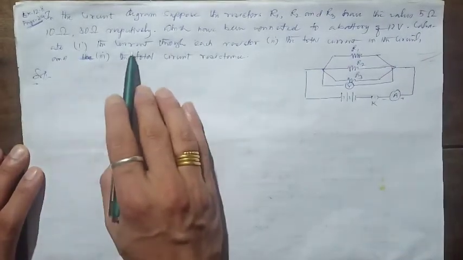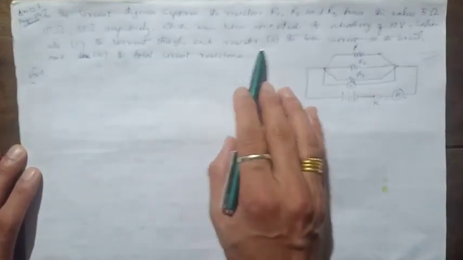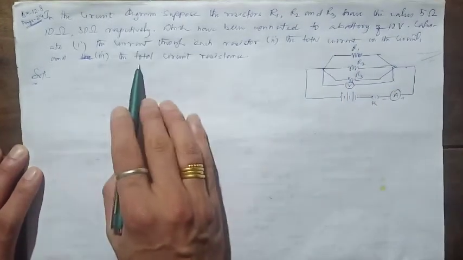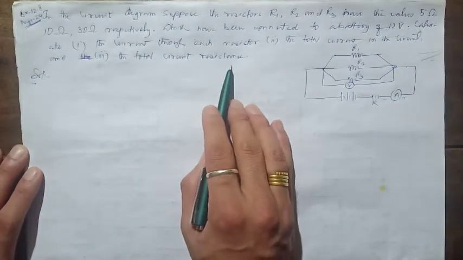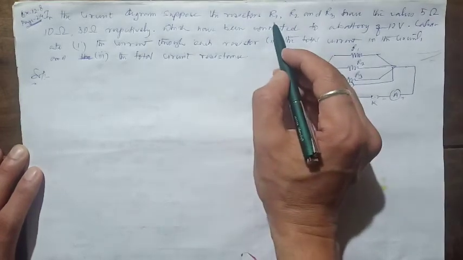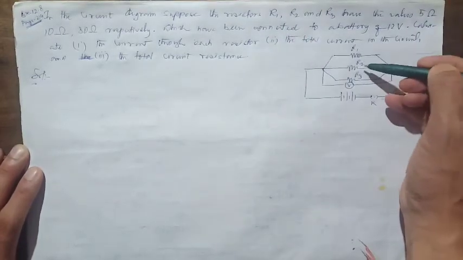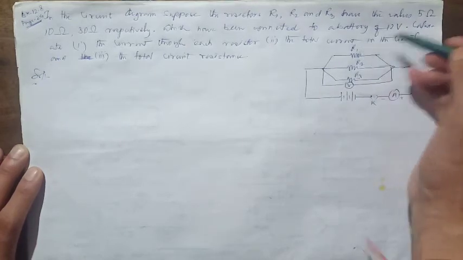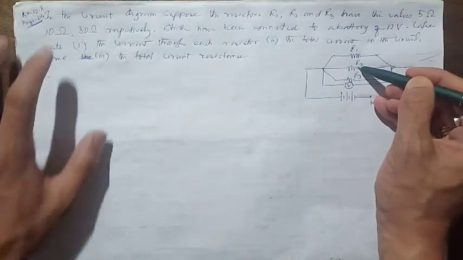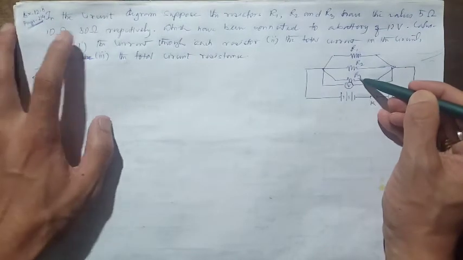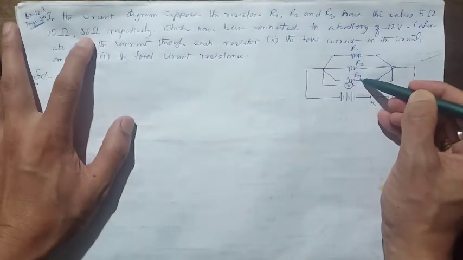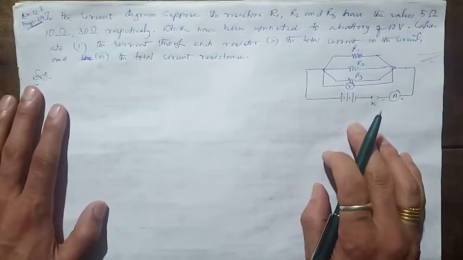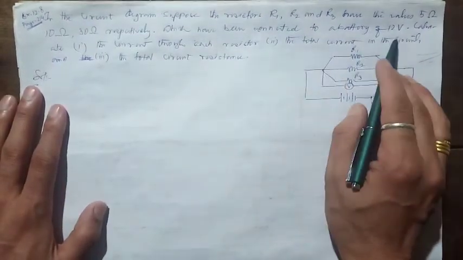Calculate number 1, the current through each resistor, number 2, the total current in the circuit, and number 3, the total circuit resistance. Now students, we have been given 3 resistors, R1, R2 and R3, and their values are given to us. R1 has a value of 5 ohms, R2 is 10 ohms, and R3 has a value of 30 ohms. And they are connected to a battery of 12 volt.